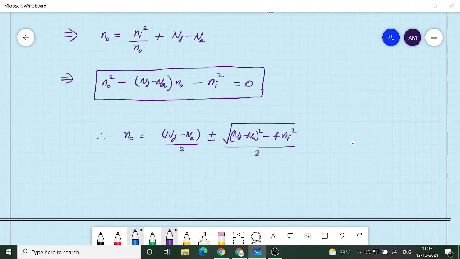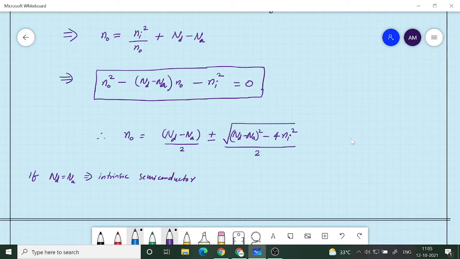Now the question is, if Nd is equal to Na, I will have an intrinsic semiconductor. Okay, so that is a side note. If Nd is equal to Na, this will give an intrinsic semiconductor, so I should get back n0 as ni. Okay, let's see whether I will get that back.